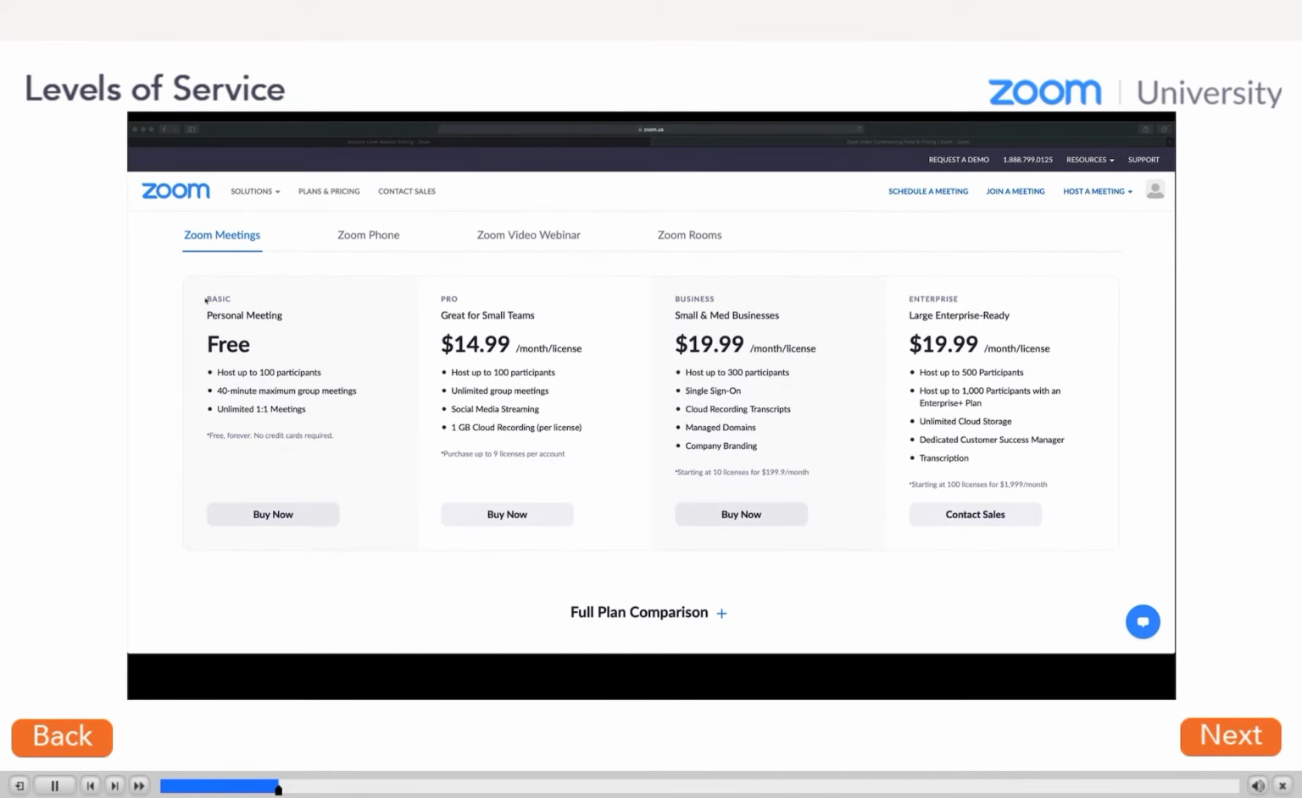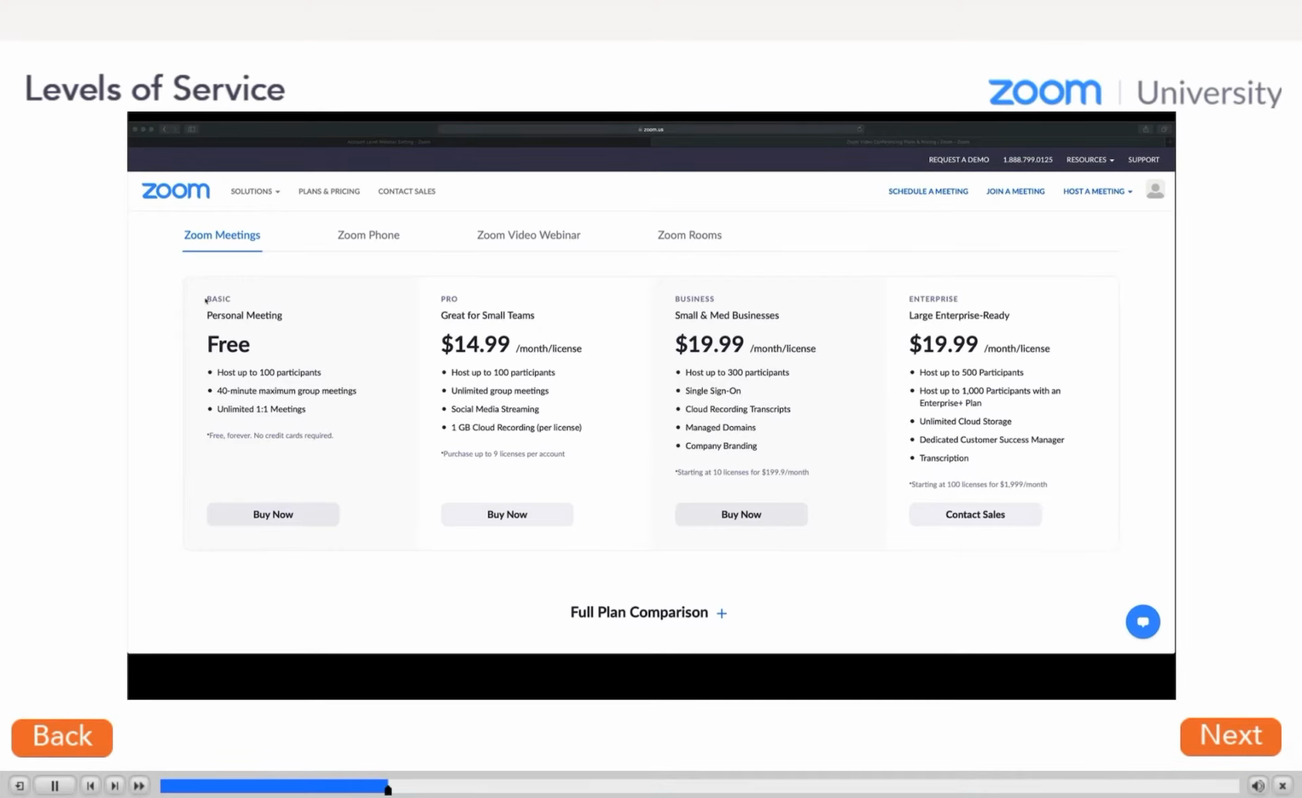Here we have the basic level of service. This is the free account. With a basic license, you can host a meeting up to 100 participants. So that's you, the host, plus 99 participants. If the meeting is a one-on-one meeting, you, the host, plus one other person, then there won't be a time limit on the meeting due to the number of people in that session.